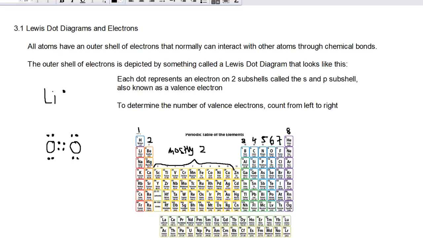Welcome to 3.1, Electrons and Lewis dot diagrams. This lesson is going to be really short because there's not really much to talk about until we talk about molecular structure and other stuff like that.